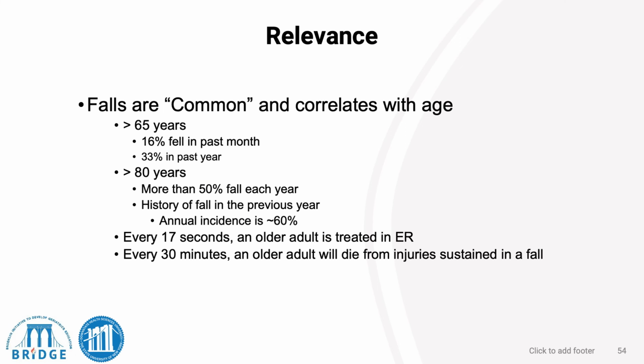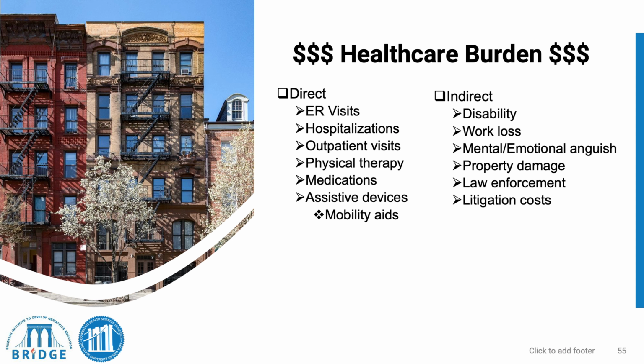Why is this relevant? It's relevant because every 17 seconds, an older adult is treated in the emergency room for complications related to a fall. Why is this relevant? It's relevant because every 30 minutes, an older adult will die from injuries sustained in a fall. This is also relevant because there's a tremendous economic or healthcare burden that's associated with falls.